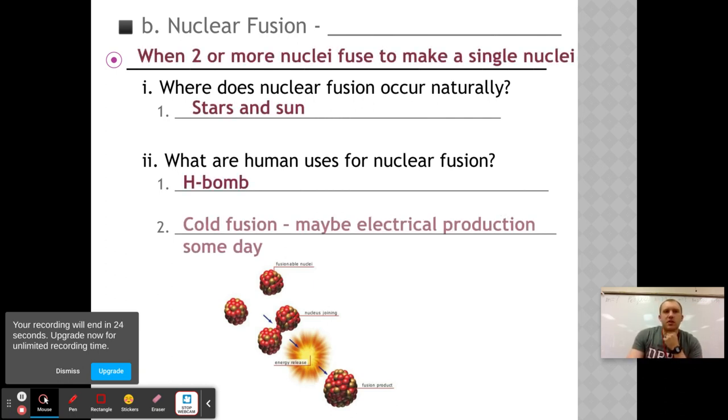So nuclear fusion. Fusion, if you haven't heard of it before, is when 2 things fuse into one. So 2 nuclei become 1 nucleus. This takes a lot of energy. Places that can happen are the stars, like the sun, or in hydrogen bombs.